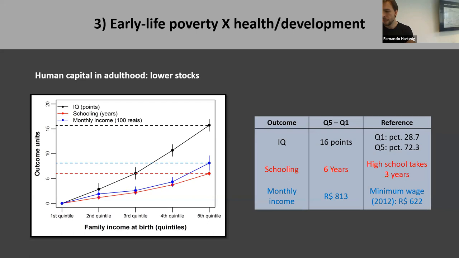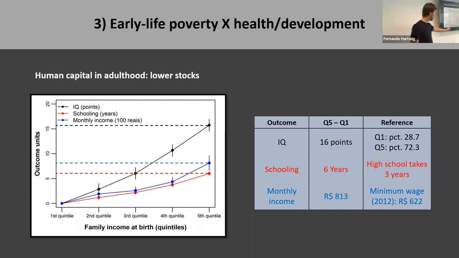Monthly income, the difference between the wealthiest and the poorest was 800 Brazilian reais, which is the Brazilian currency. What does that even mean to you guys? The minimum wage in 2012, which is when we took those measures, was 622. So the difference was substantially greater than one minimum wage. So, we are talking about big differences here, right?